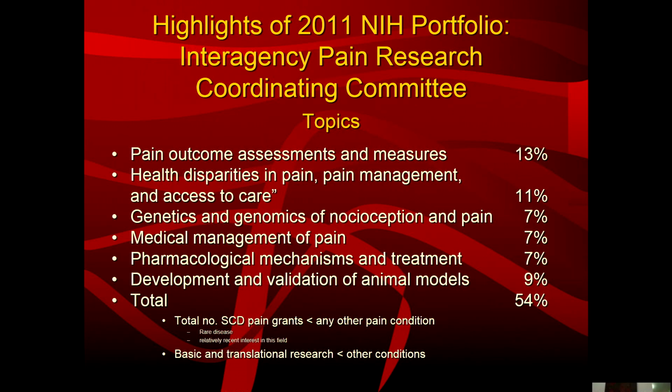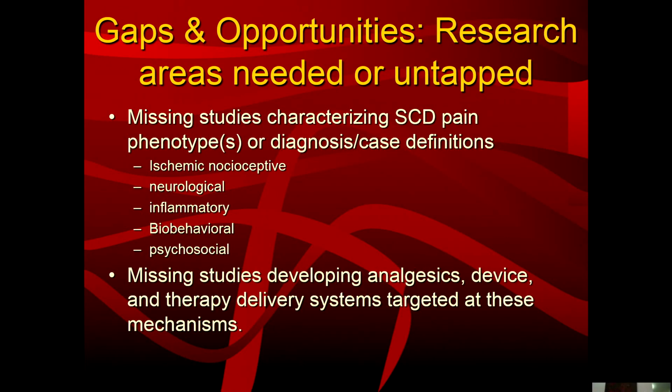The portfolio you can see before you showed about 13% of studies focused on pain outcome assessments and measures, about 11% on health disparities, about 7% on genetics and genomics, about 7% on medical management, which I find very interesting. That's a small number. And about 7% on pharmacological mechanisms and treatments, and then 9% on development of animal models. So the gaps and opportunities are pretty obvious: better phenotypes and case definitions, more devices, more analgesics, better delivery systems targeted at these mechanisms.